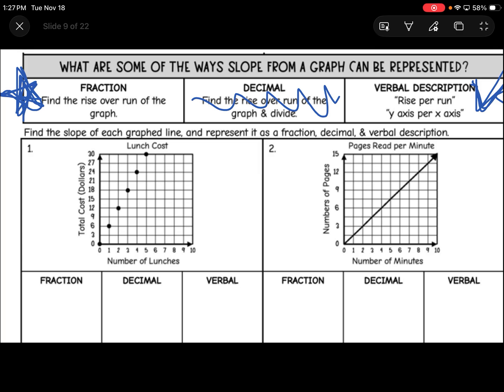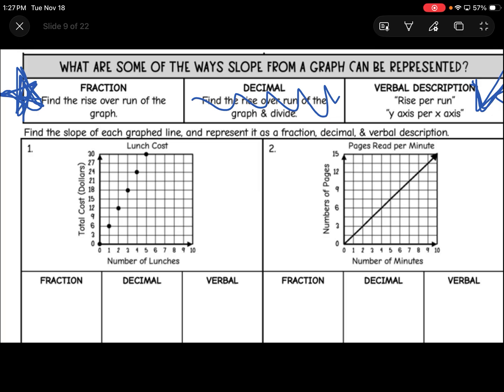Cooper? 1 is discrete because they're not connected. Why are they not connected? I know they're dots. Why are they not connected? What is this talking about? Lunches. Can you buy 1.72 lunches? No, you buy 1 lunch, or you buy 2 lunches, or you buy 3 lunches. It's still linear. Would you describe this situation as a positive slope or a negative slope?